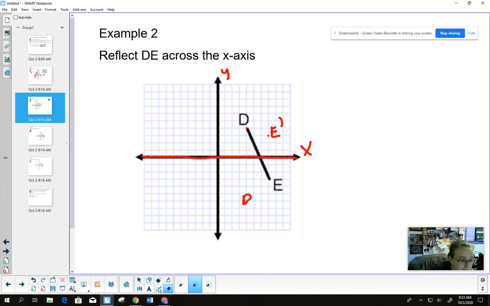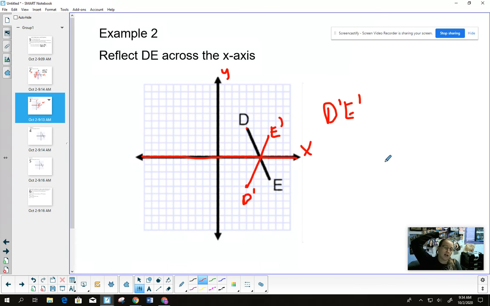We don't need them. They're just to help count. What we do need to do, let me make sure that I put this right. 1, 2, 3, 4. 1, 2, 3, 4. There we go. What we do need to do is connect the dots. So that new line is my answer. And once again, we would call that line D prime, E prime. I hope this is making sense.